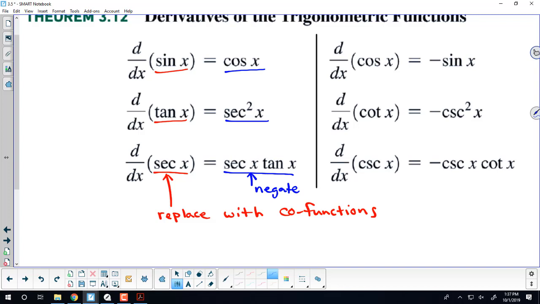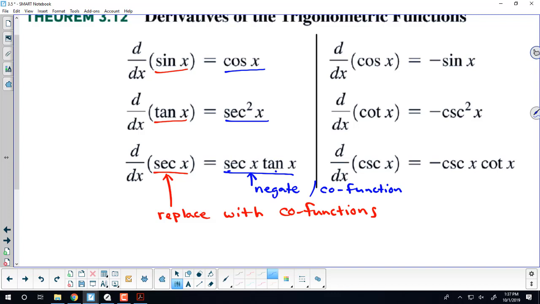Negate with co-function as well. So if I remember the derivative of tangent is secant squared, then if I put the co in front of that, the derivative of cotangent is not cosecant squared because I have to make it negative. Derivative of cotangent is negative cosecant squared. Replace secant with its cofunction, cosecant. The derivative is negative cosecant cotangent.